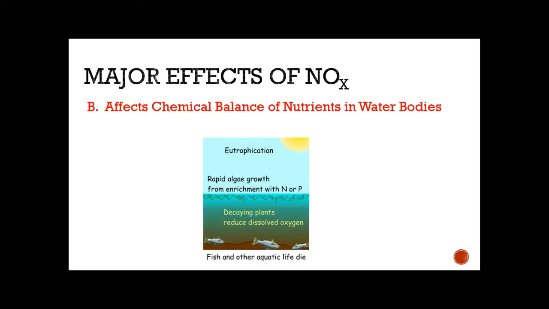Now, NOx would also have an impact on the chemical balance of nutrients in water bodies, because as you have known, nitrogen may also be causing eutrophication in the body of water, as you have learned in our water lecture. Then this eutrophication will lead to O2 depletion.